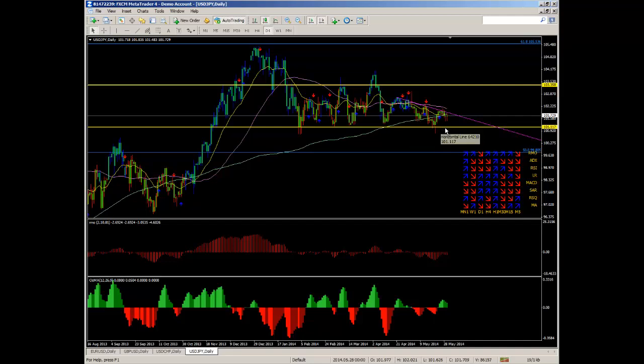So here, patience is a virtue. Look for a close below this level here, or break of this current swing low to then look to see price testing back up towards this 103.35.8 for the start of June. That's it, guys. Short and sweet.